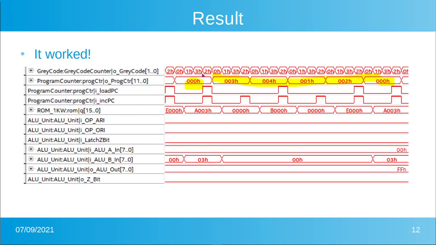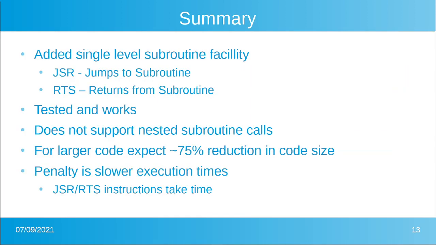And it worked. We see the 0 to 3 to 4 to 1 to 2 back to 0. So we were able to execute the subroutine and run it and return and not go to places we weren't supposed to go and go to the places we were supposed to go. It wasn't too hard of a change, a little bit of debugging to get to this point, but that's basically how it works.